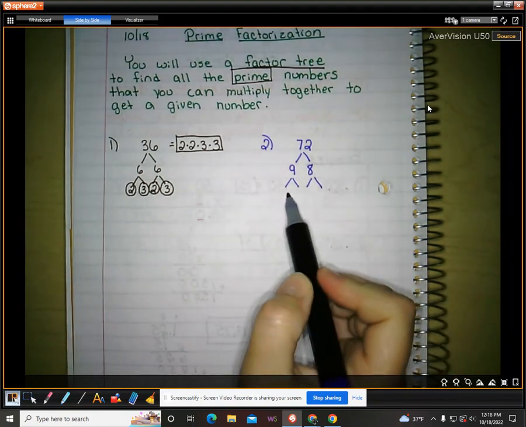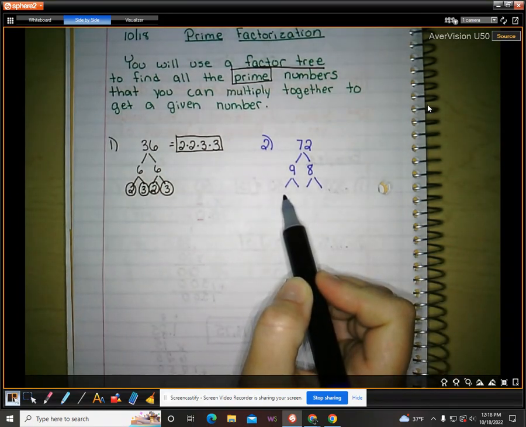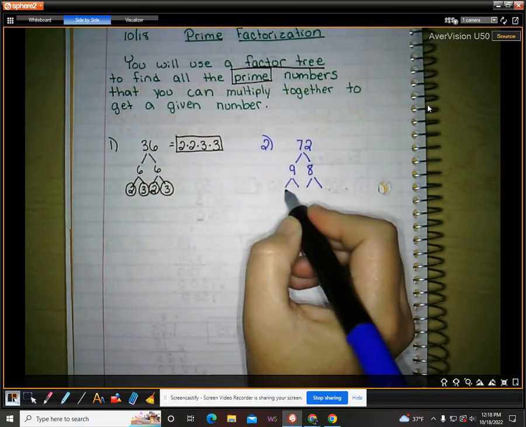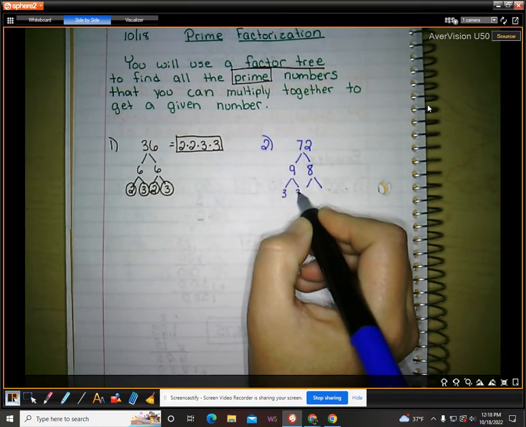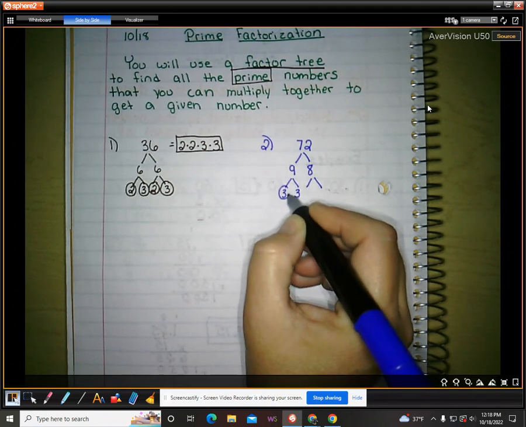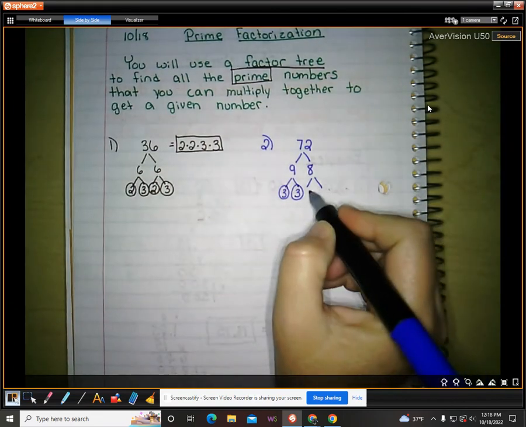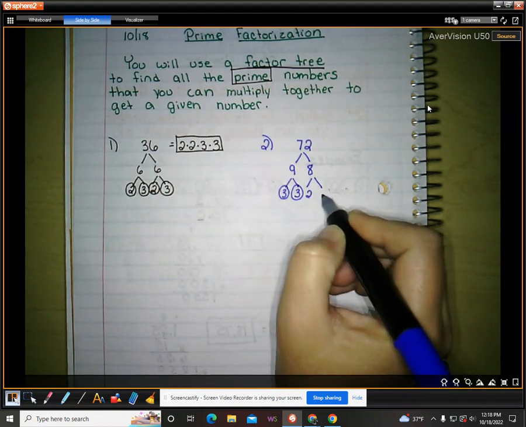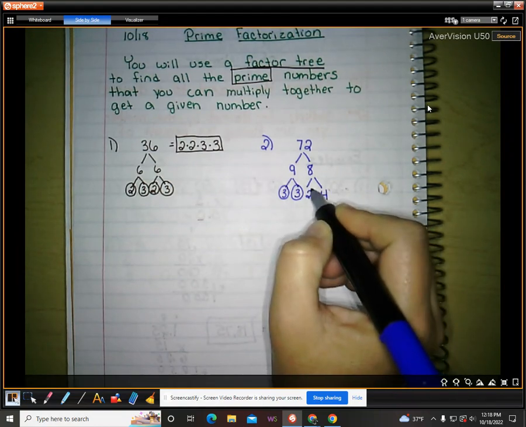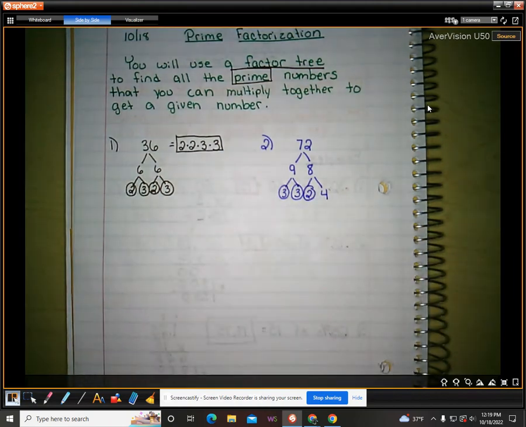Okay, so let's deal with 9 first. What can we multiply to get 9? Leah? 3. Yep, and you have to use both of them, 3 and 3. 3 is prime, so we're circling both of those, and that side is done. What can we multiply to get 8? Mateo? 4 and 2. I'm going to put my 2 first just because I'm running out of room there. 2 is prime, so I'm going to circle it.